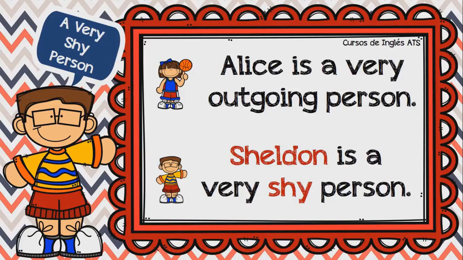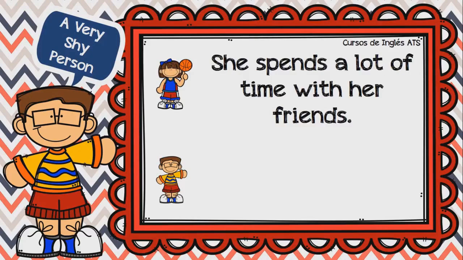Tienes que usar la misma oración como base, pero hacerle los ajustes necesarios para que se adapte a la personalidad de Sheldon. Sheldon is a very shy person. She spends a lot of time with her friends. How would you use this sentence to describe Sheldon? ¿Cómo usarías esta oración para describir a Sheldon?